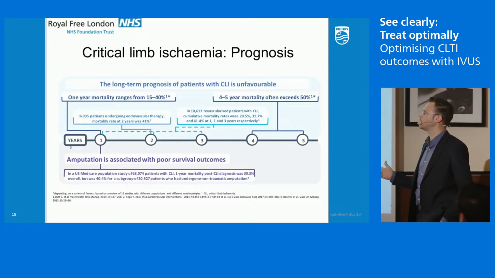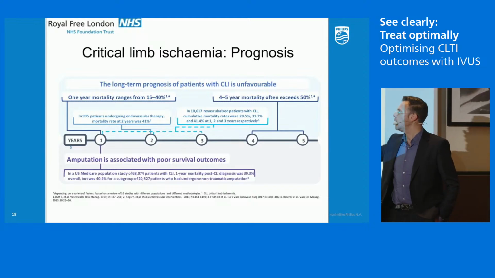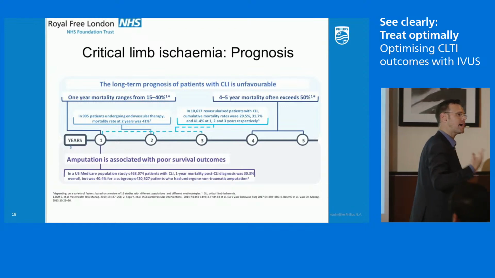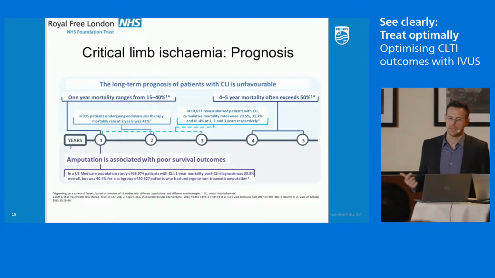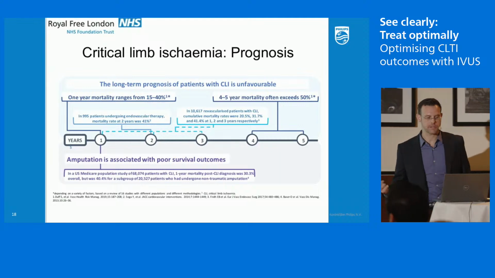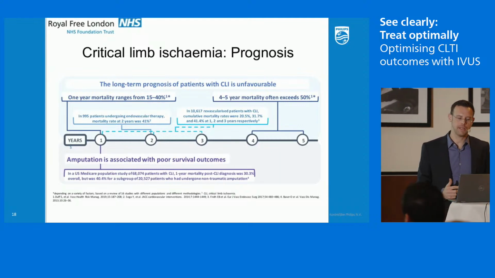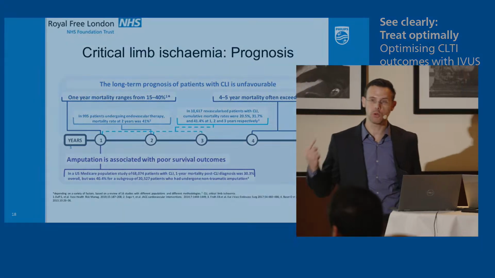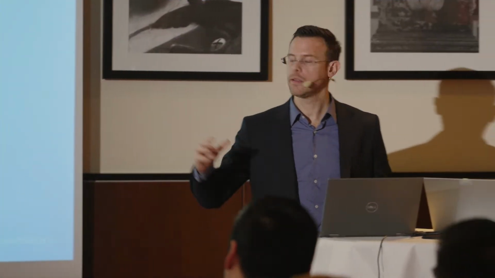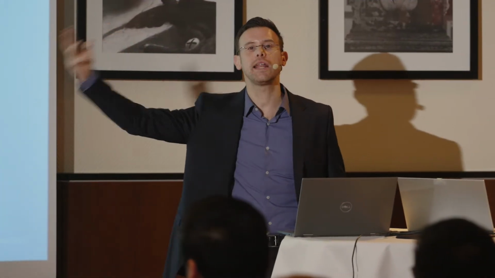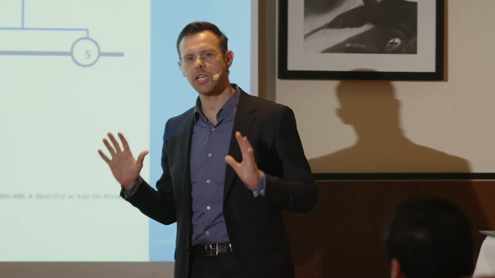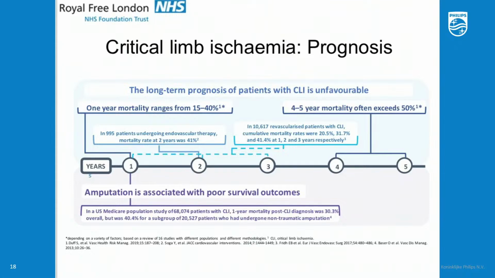Irrespective of how you decide to treat CLTI, it's fair to say that we are losing the battle when it comes to survival. I mean, depending on where you get this information from, anything between 15 and 40% 1-year mortality. And certainly 4 to 5 year mortality well in excess of 50%. You name me one condition that has a 5-year survival worse than 50%.